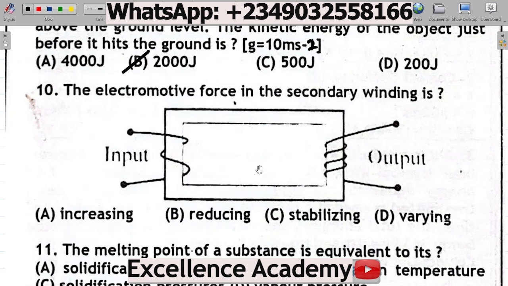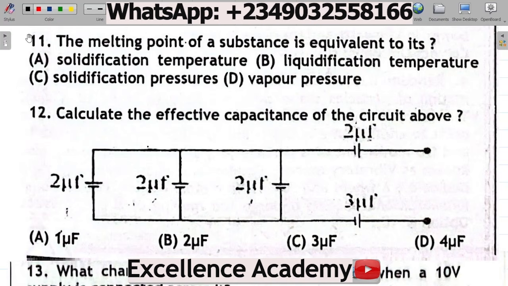So since the induced EMF in the secondary coil is also constantly changing, we can say the value is always varying. The correct answer here is D, varying. That is the correct answer. Question 11 here says the melting point of a substance is equivalent to its A, solidification temperature, B, liquidification temperature, C, solidification pressures, D, vapor pressure. Now for this question, the correct answer there is A, solidification temperature.